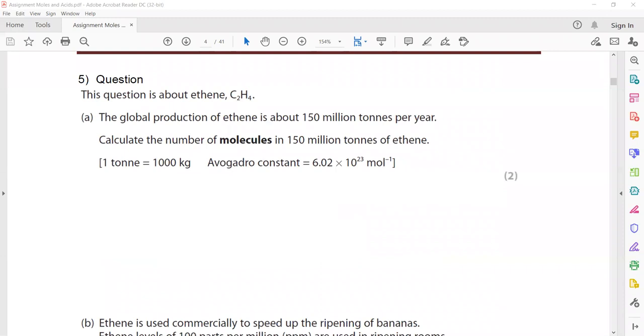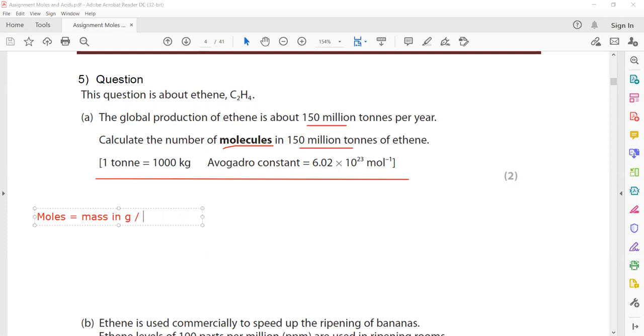Now in question 5, this question is about ethene, C2H4. The global production of ethene is about 150 million tons per year. Calculate the number of molecules in 150 million tons. So first we have to get the moles, and from moles we'll find the number of particles. So the formula: moles equal mass in gram divided by molar mass.